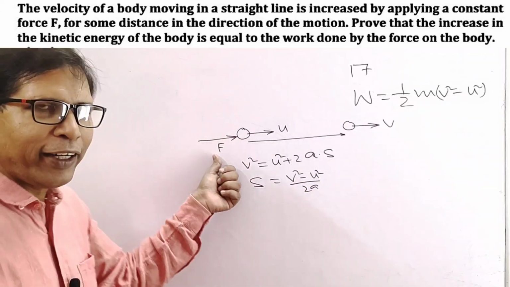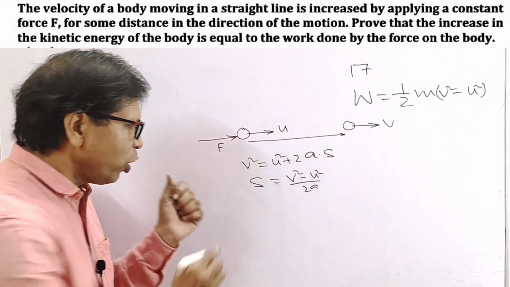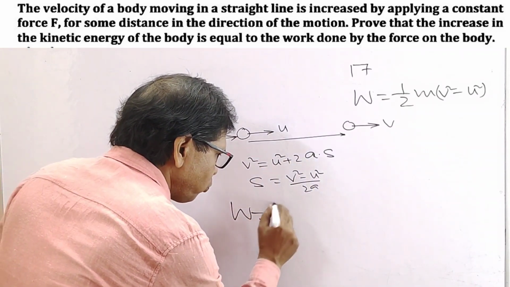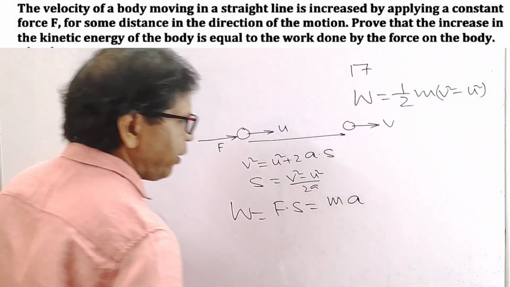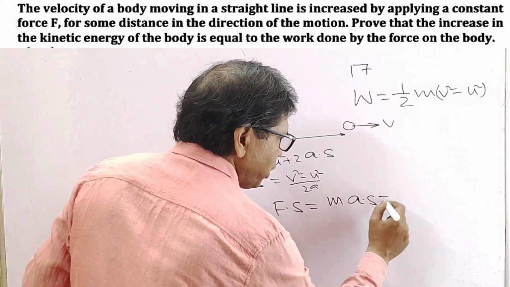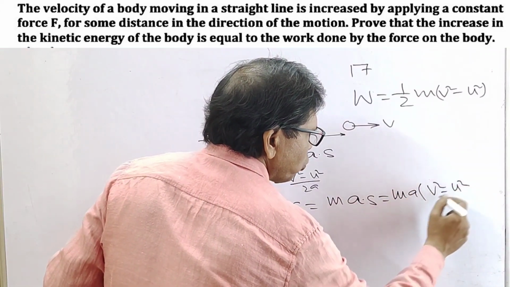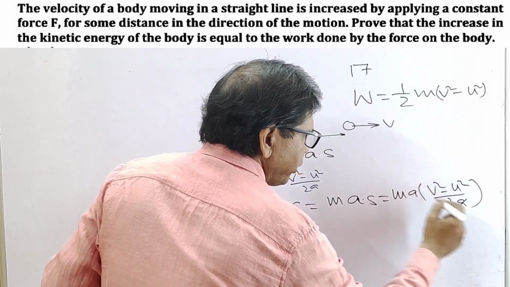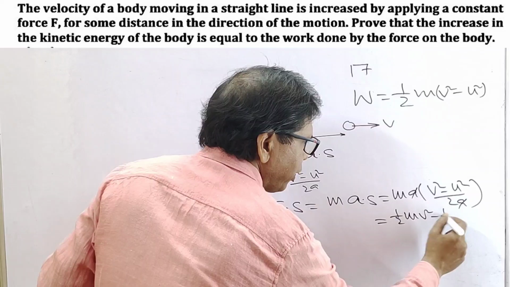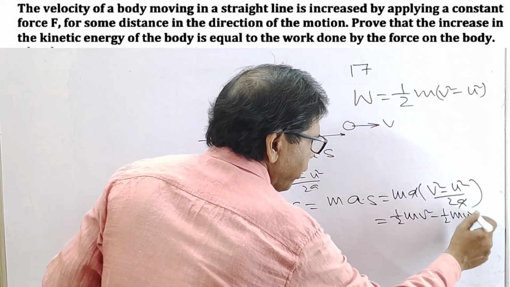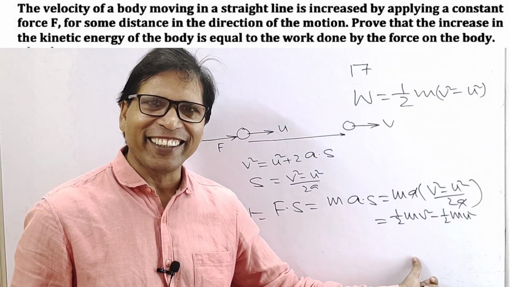Now what is the work done by the force? Work done is the force into displacement. Force is the mass into acceleration, and s is the displacement. So here m into a, and this is (v square minus u square) divided by 2a. This and this cancel out. So this is half m v square minus half m u square. Therefore work done is equal to change of kinetic energy.